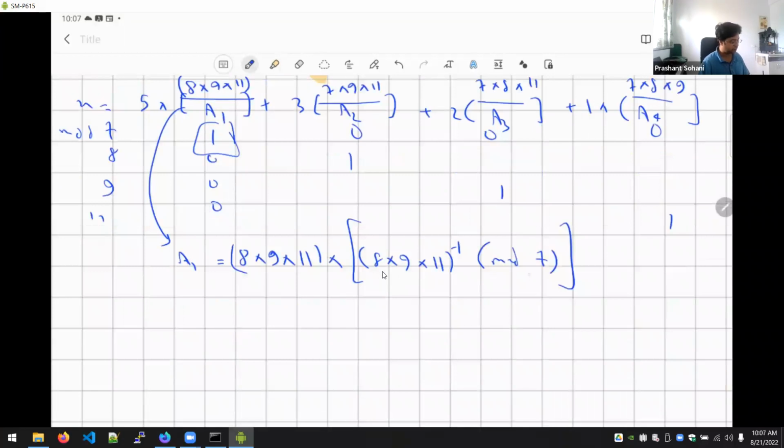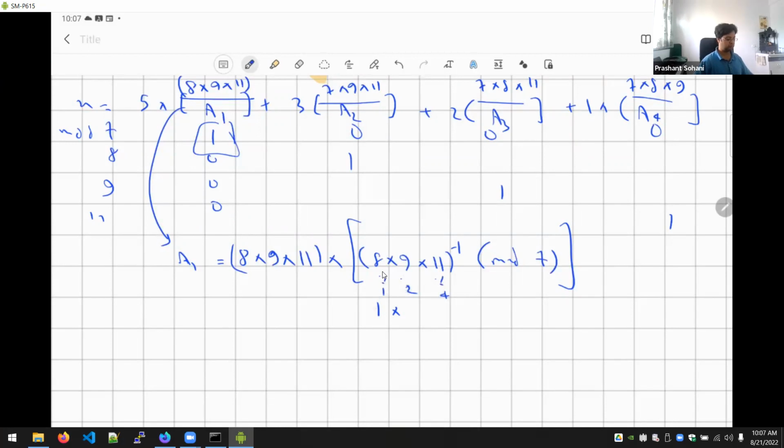So to find this inverse modulo 7, each number itself can be taken modulo 7. You don't have to multiply 8 into 9 into 11 actually. Inverse of 8 modulo 7 is the same as inverse of 1 modulo 7, and it turns out to be exactly equal. So inverse of 8 is itself, if you think about it, because 8 8s are 64. So 9 can be replaced by 2 and 11 can be replaced by 4. So the inverse of 1 is 1.